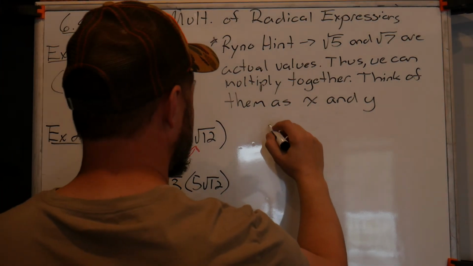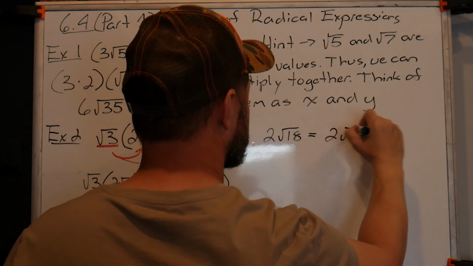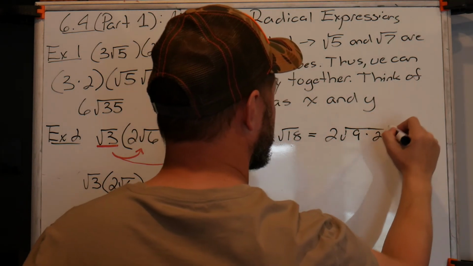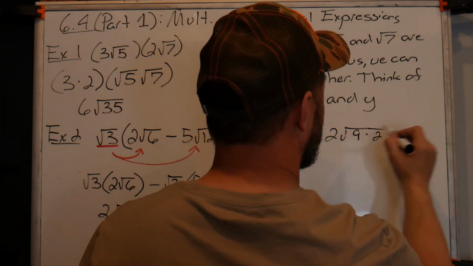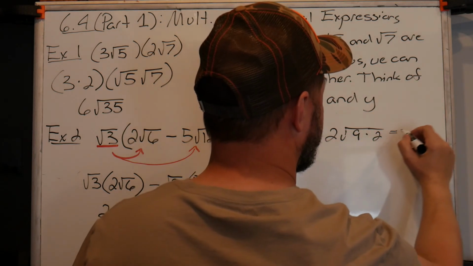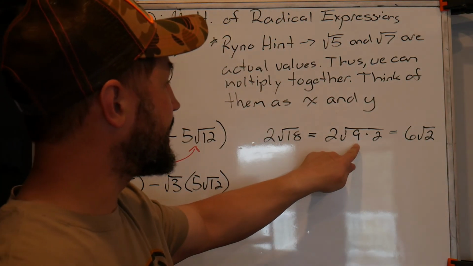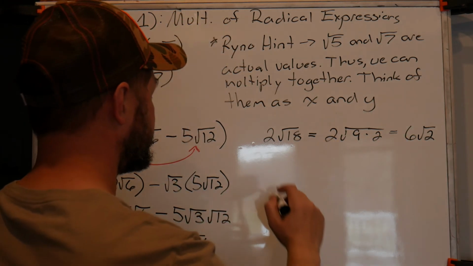So when we go up here, I'll rewrite it up here. Whoops. And I wrote it backward of what I've been doing, but 9 times 2. I have a perfect square here, which is 3. So I'm just skipping some steps now. I think you know by now. Square root of 9 is 3. 3 times 2 is 6. I'm left with square root of 2.